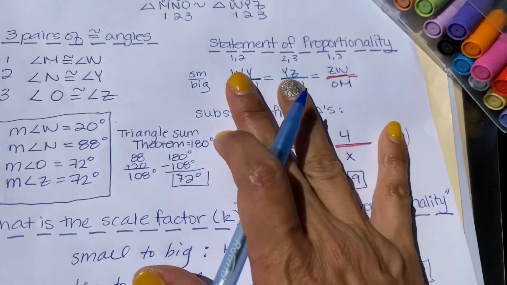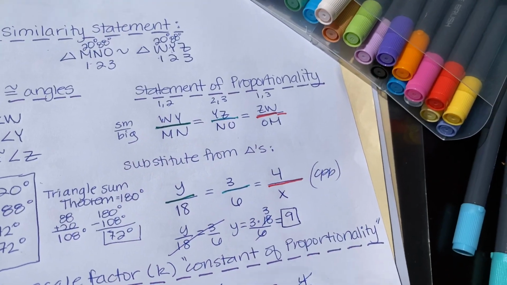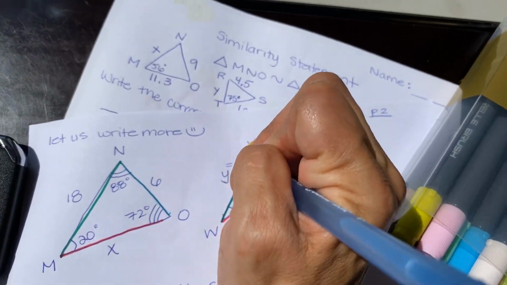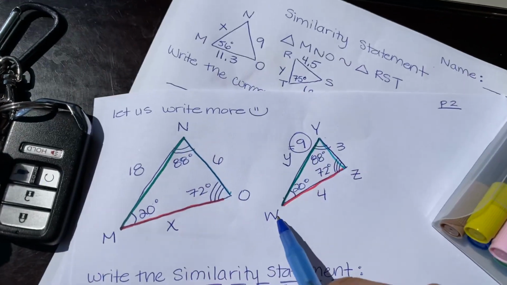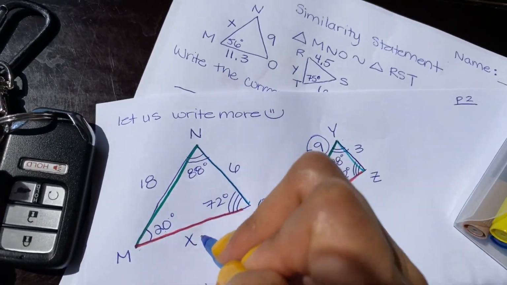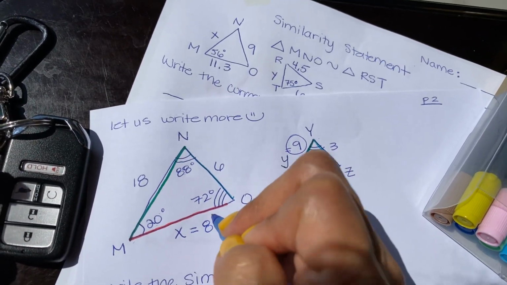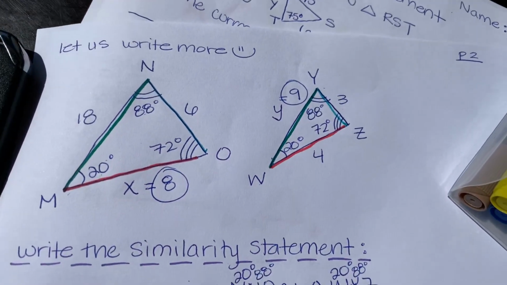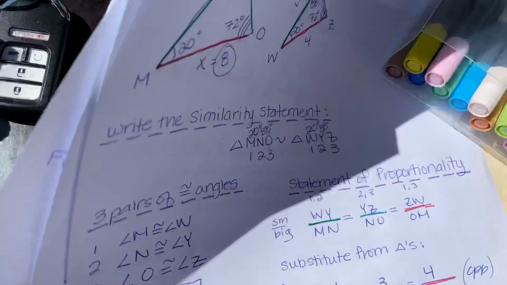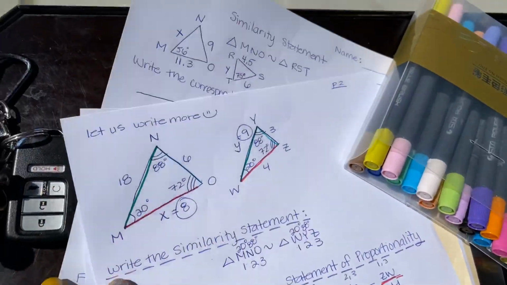But really, if I come back here, which one was 9? This is now 9. So actually, WY length is 9, and MO length was the 8, right? And that's it.